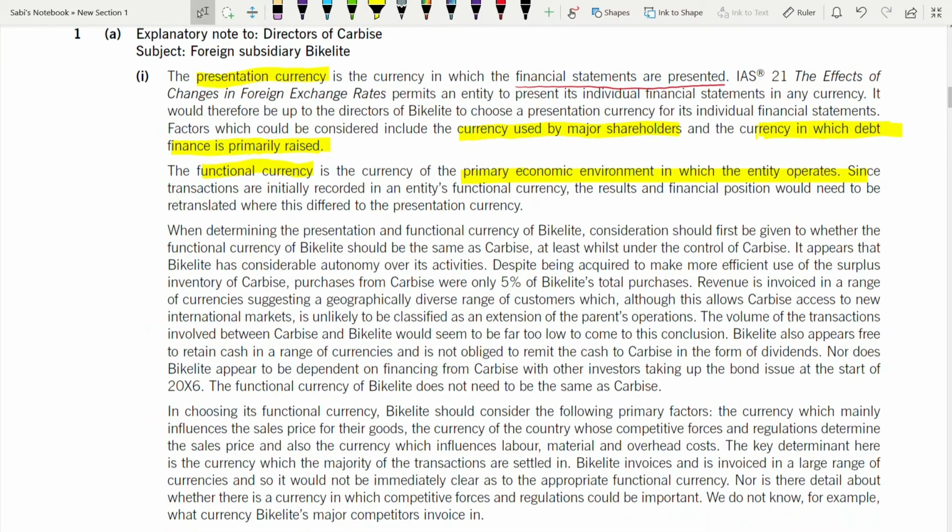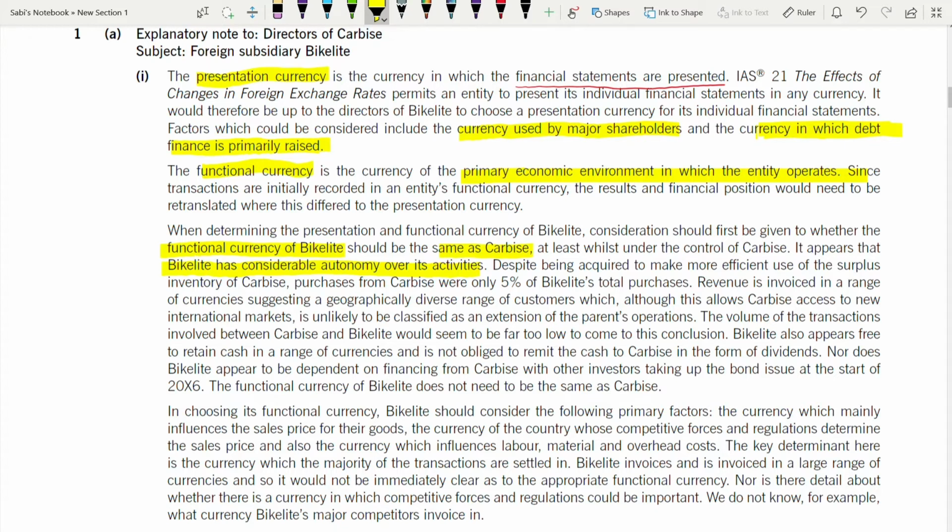Now, when determining presentation and functional currency of Bikelight, consideration should first be given to whether the functional currency of Bikelight should be the same as Kerbai's. Because that's the parent company, and this is the subsidiary, right? Whether this has to be the same as the parent company, at least while under the control of the parent. It appears that Bikelight has considerable autonomy over its activities.